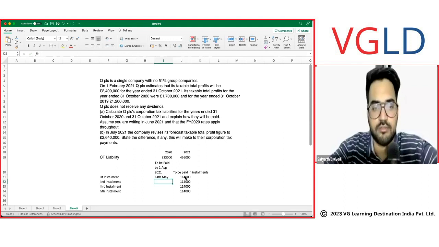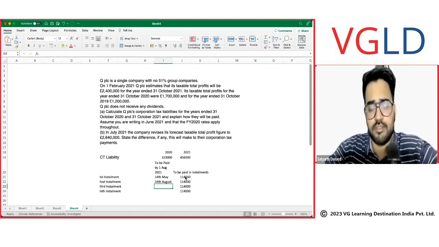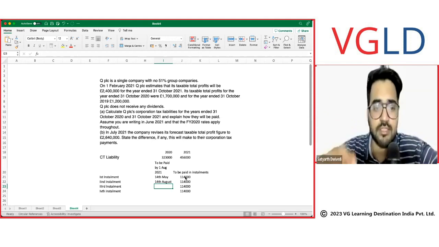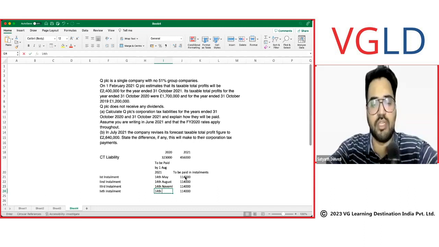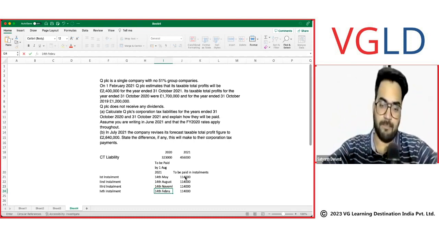Then 7th, then 10th month: May, June, July, August. Then 14th of August. Then 7th, 10th, 13th and 16th. 13th month is November. And then 14th of February.